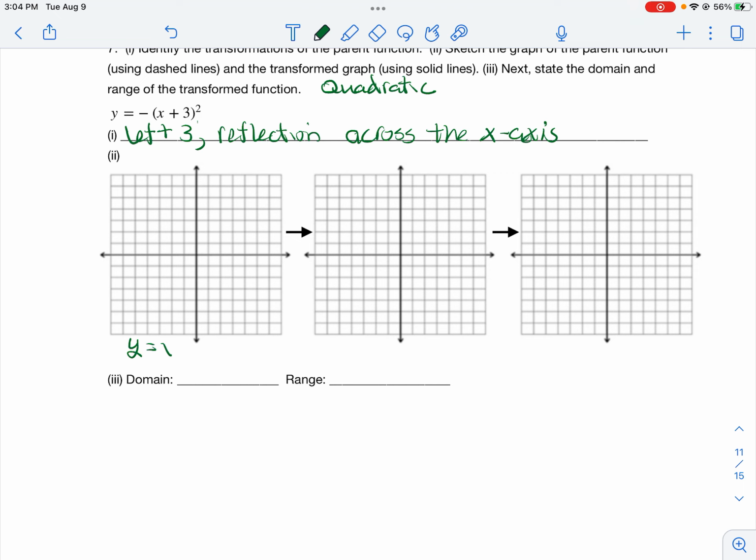So we start by graphing our original function, y equals x squared, main point, key values. Okay, now I'm going to deal with this plus 3. So y is equal to x plus 3 quantity squared. And that's left 3. So 1, 2, 3. Move that midpoint left 3. And then do my key values from that. Over 1, up 1. Over 2, up 4. Back 1, up 1. Negative 2, positive 4.